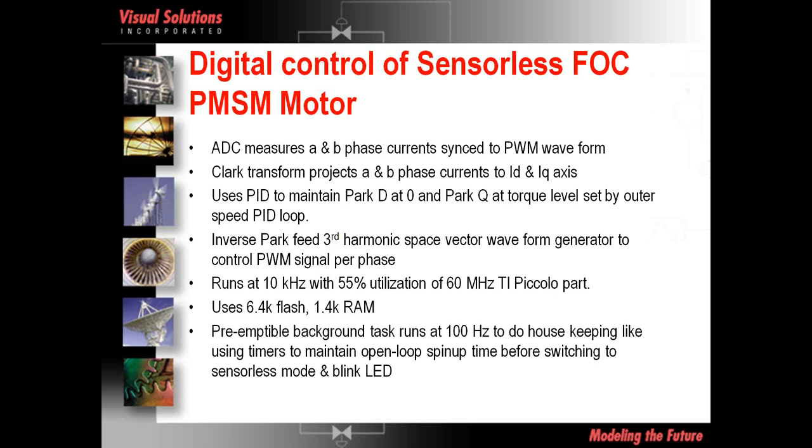The inverse park will be used to feed a third harmonic space vector waveform generator that then controls the PWM signal per phase. All of this for both motors will run at 10 kilohertz, giving a 55% utilization of the 60 megahertz TI Piccolo part. The resulting program down on the target will use 6.4K flash and 1.4K of RAM, and this includes four 200-word debug buffers that are going to allow us to acquire any waveform we need for debugging purposes into RAM at the full control rate of 10 kilohertz down on the target.